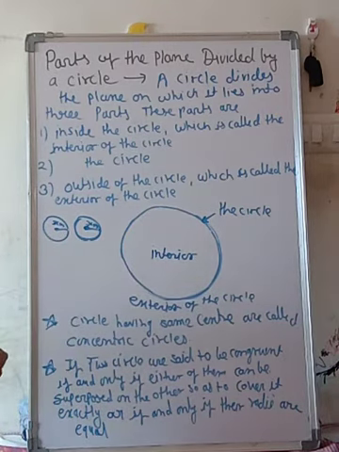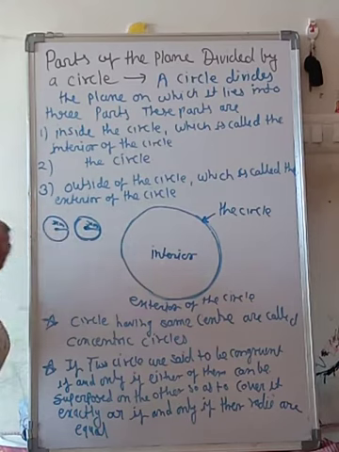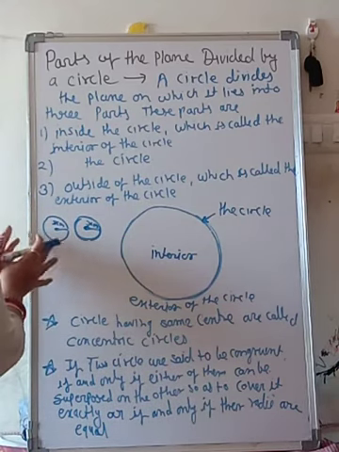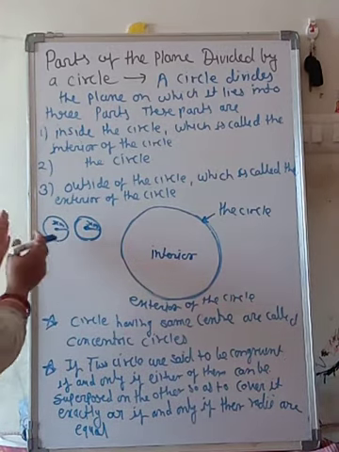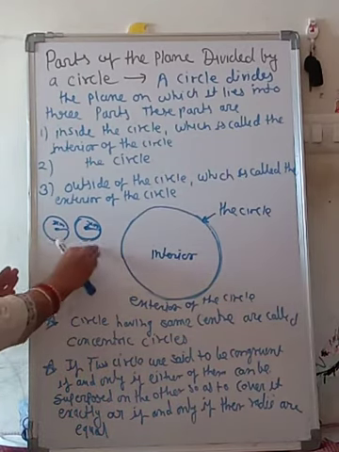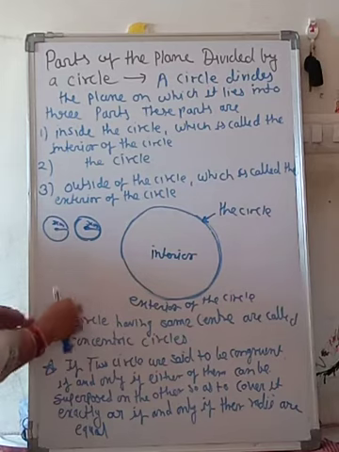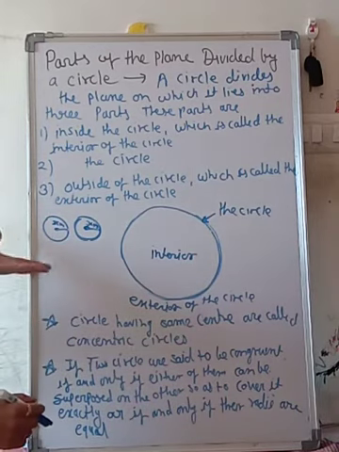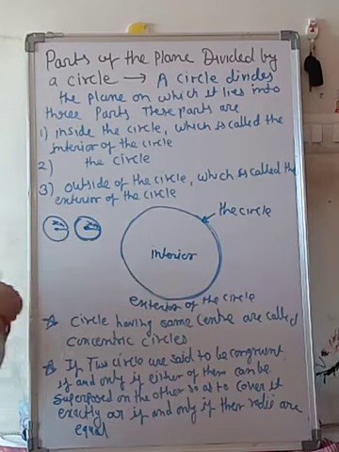So the radii of these circles are equal, and you can say that both circles are congruent. So these are the important points related to circles.